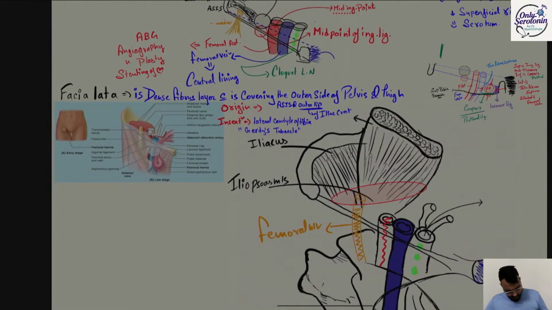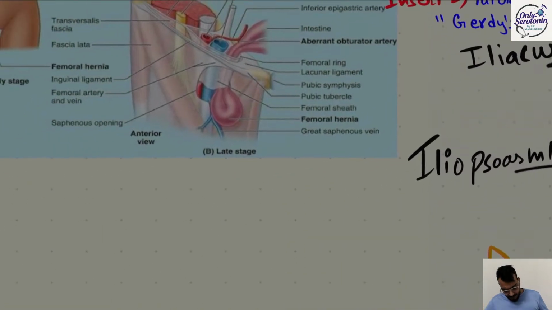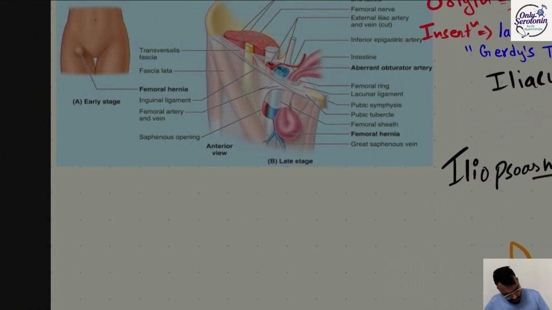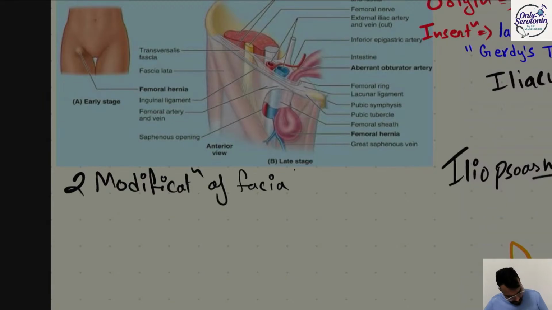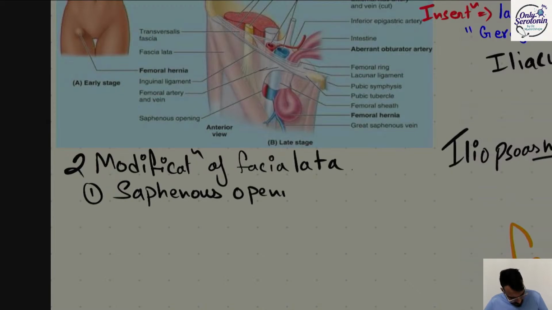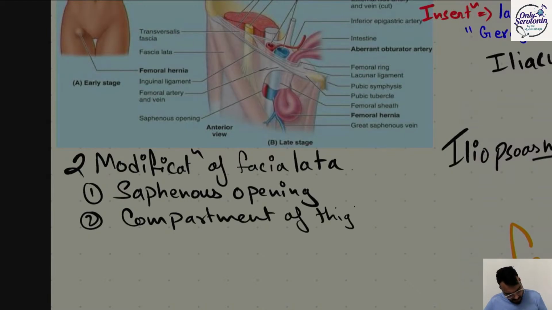So in total, we are going to have two different modifications of fascia lata, guys. The first modification is what, guys? The first modification is the thing which we have discussed, that is your saphenous opening. And the second is what, guys? Your compartments of the thigh.